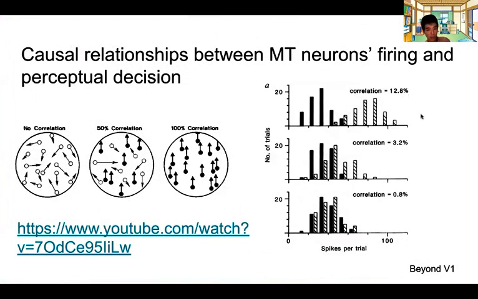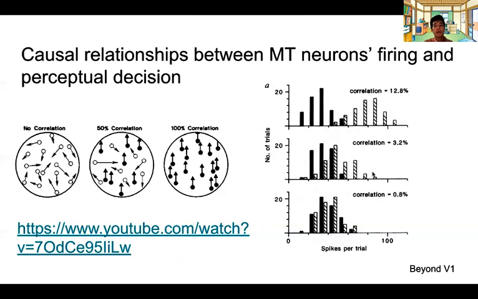So this groundbreaking study conducted by Bill Newsome and colleagues basically showed this motion at the location of the receptive field of the neurons in MT. And then they presented different levels of coherent motion to the monkey at that location. They also trained the monkey for months and so on, and then let it report which way the motion was moving, in this case, let's say upwards or downwards.